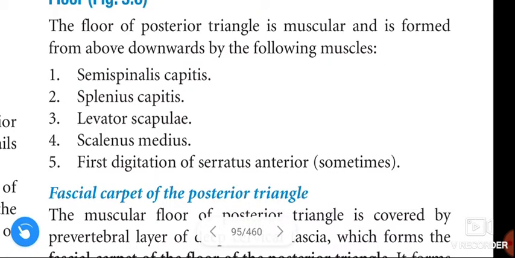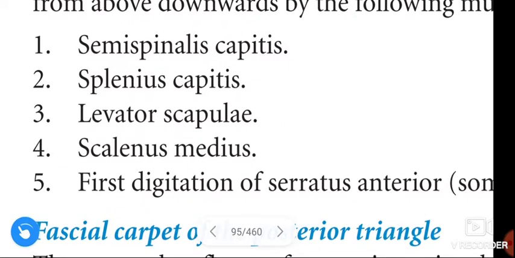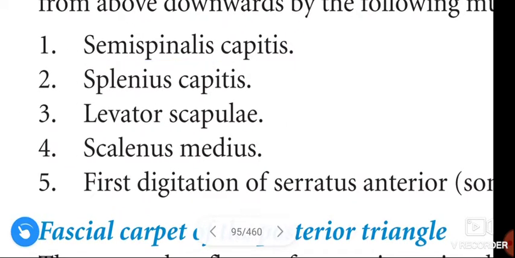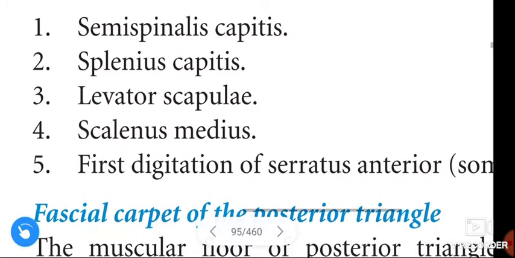See once again. The floor of the posterior triangle is muscular and is formed from above downwards by the following muscles. And what are these muscles? See one by one: semispinalis capitis, splenius capitis, levator scapulae, scalenus medius, and first digitation of serratus anterior.